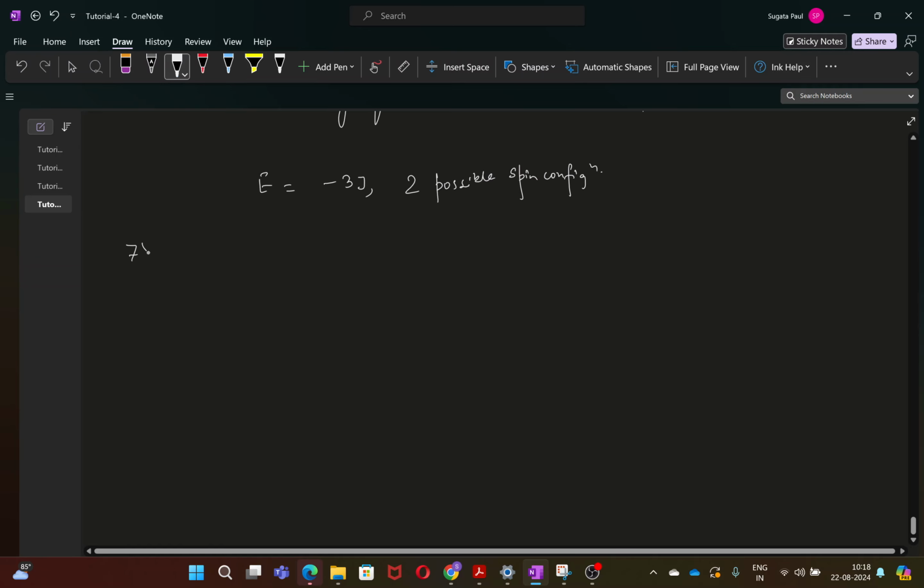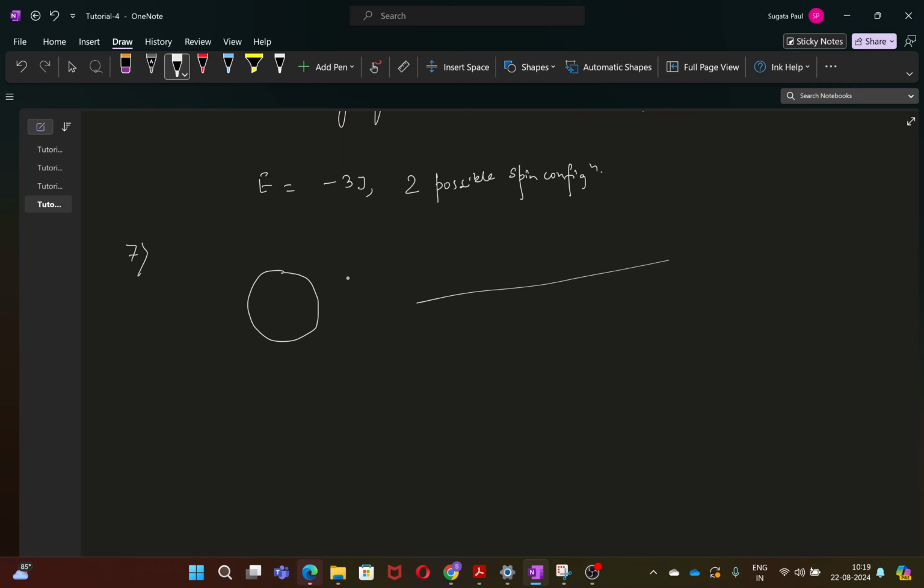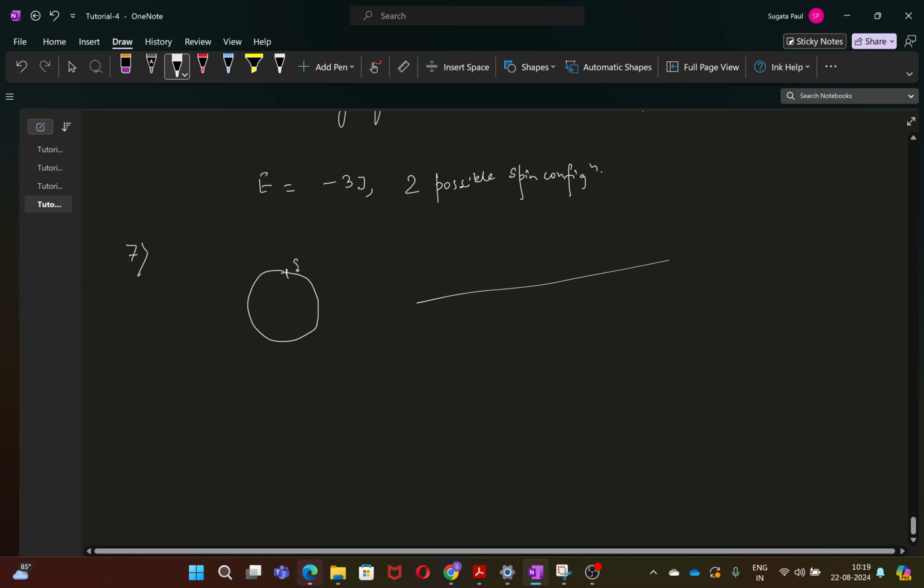Question number 7. First of all, you have to understand this is not a closed chain Ising model. So this is a closed chain Ising model, and this is the open chain Ising model. In both cases you have a total number of spins n. That does not change, only the structure changes from closed to open. Let's say we start with S1, then S2, then S3, and so on. If you continue, at a time you will reach the last spin, the nth spin Sn, because you have a total of n spins.